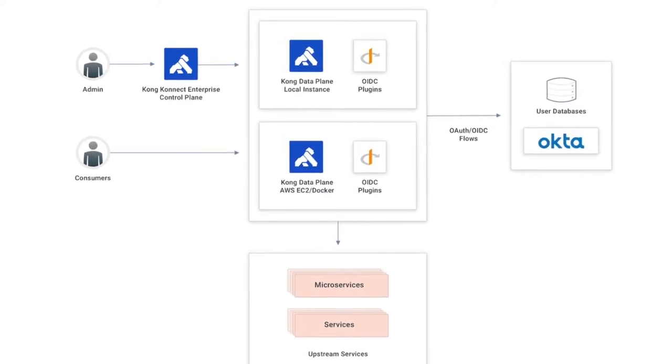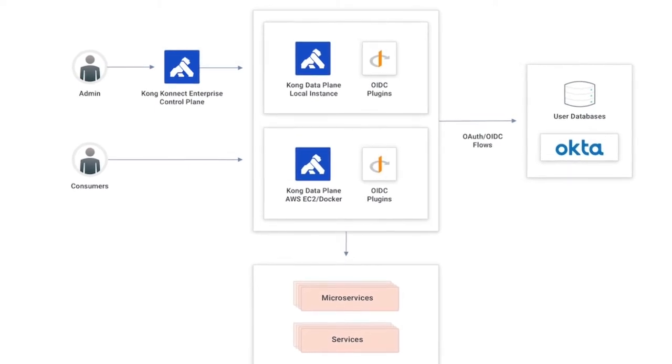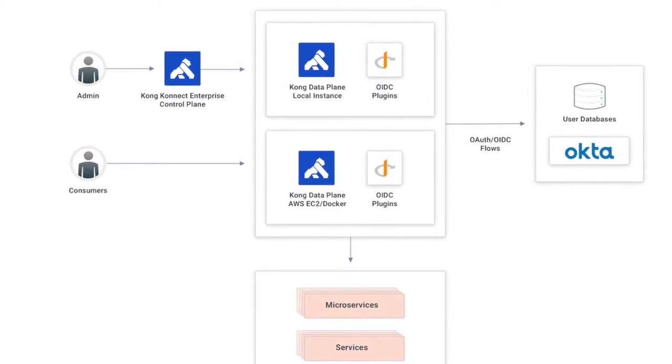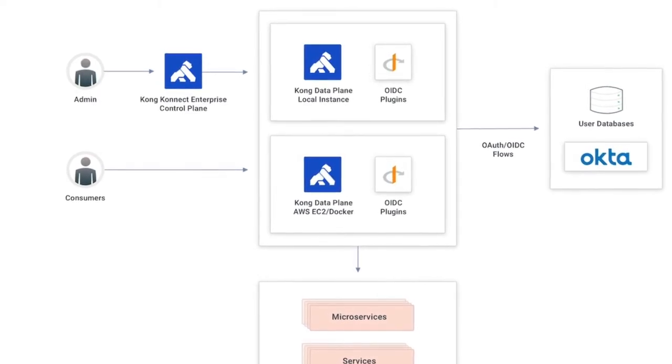The Konnect Enterprise control plane, hosted as a service, used to create new APIs and policies, and publish them to my data plane running as a Docker container in an AWS EC2 instance.